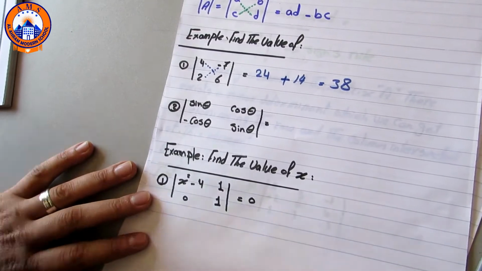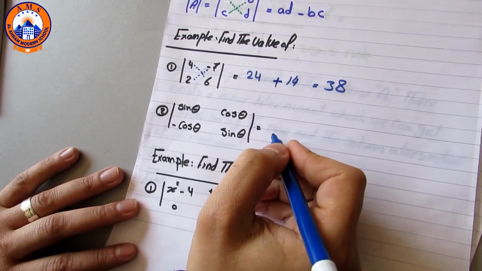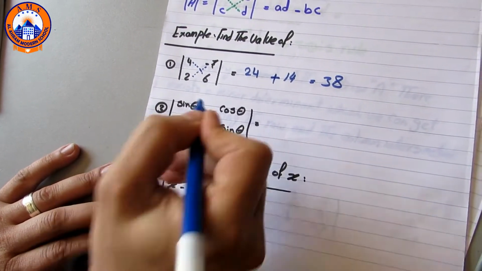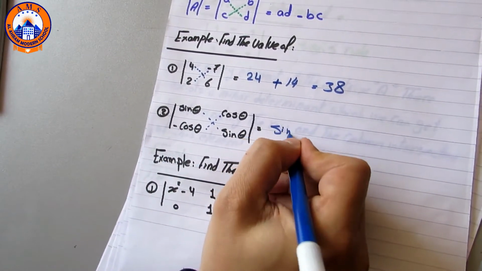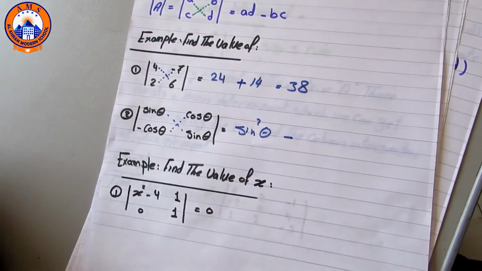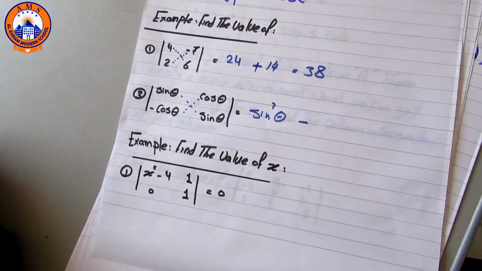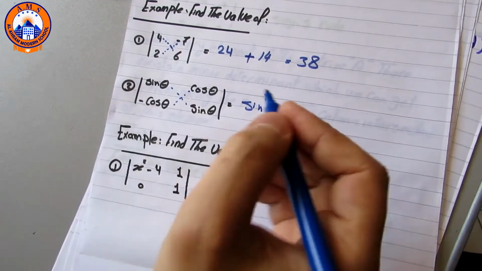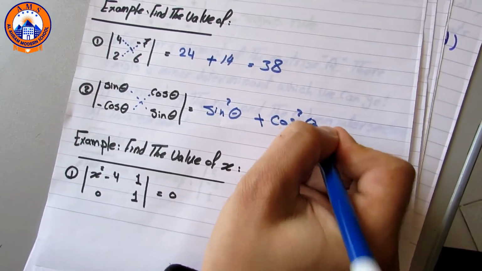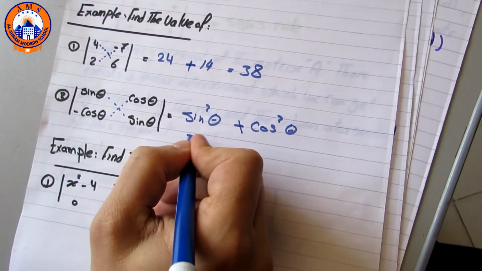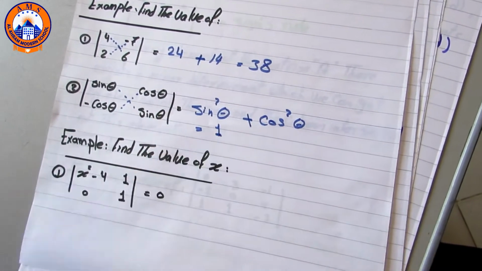The second example, determinant sin theta, cosine theta, negative cosine theta, sin theta. How to find the value? The product of the main diagonal, sin theta multiply sin theta, it will be sin power 2 theta, minus the product of the other two elements, cosine theta multiply negative cosine theta, negative cosine power 2 theta, and we have negative, it will be positive cosine power 2 theta. Already we have studied in trigonometry, sine power 2 theta plus cosine power 2 theta, the result will be 1.